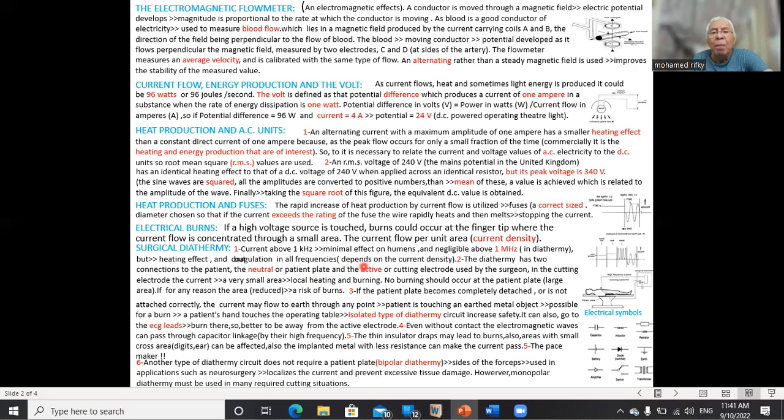And of course, imagine that the electromagnetic wave can go through the patient without touching the patient, and it can go through implanted metals in the human being, where the resistance is low, and it can create problems with the pacemaker, as we said before.